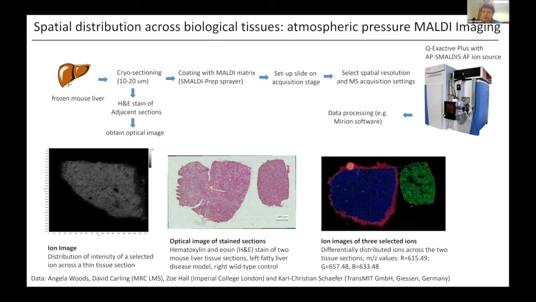It's not exactly clear to us what that is. We think it could be some kind of oxidation process happening at the edge of the tissue, or some kind of other conversion of a metabolite or lipid species. Then we've got an ion that was very abundant in healthy tissue, but of much lower intensity in the diseased tissue. And then in blue, another ion that tended to be more abundant on the diseased fatty liver, but not very abundant on the wild type liver.